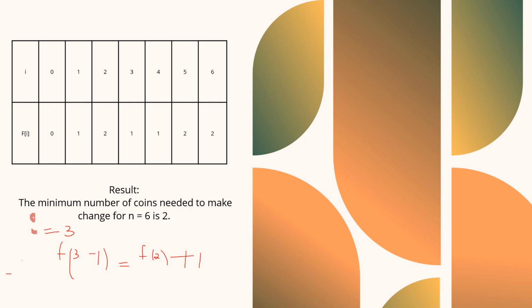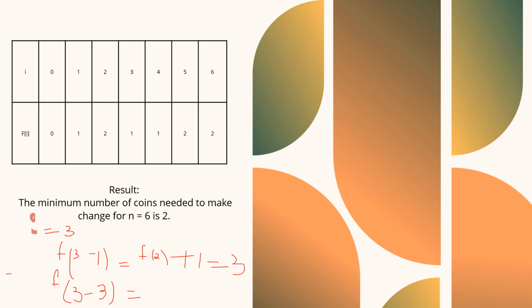Okay, so here you can see f of 2 is 2. 2 plus 1 is equal to 3. So again you are supposed to calculate for f of 3 minus 3. Okay, so f of 3 minus 3 is simply equal to f of 0, no?